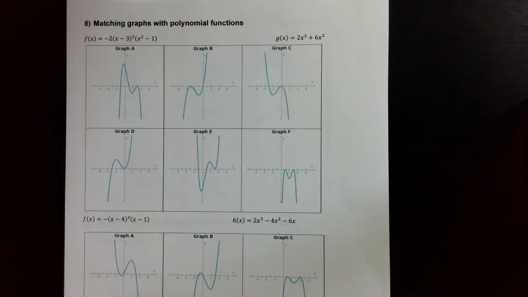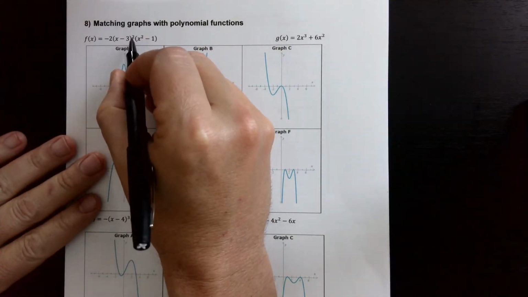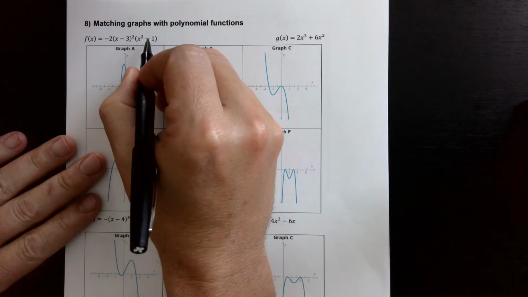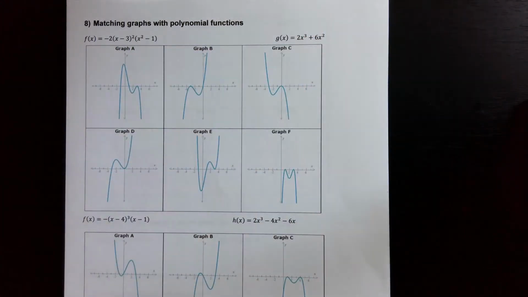In this video, we're going to be matching graphs with polynomial functions, okay? And we're going to do this without using the calculator. All right, so let's look at f of x here. We have f of x is equal to negative 2 times (x minus 3) squared times (x squared minus 1), okay? So if we take a look at that one, we can determine a few things from it.